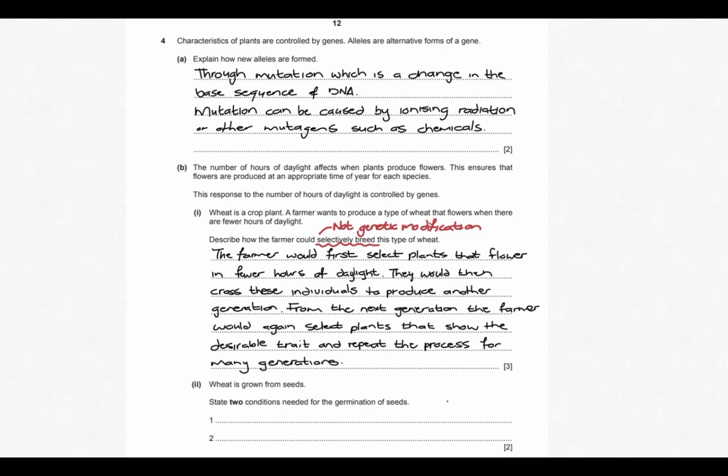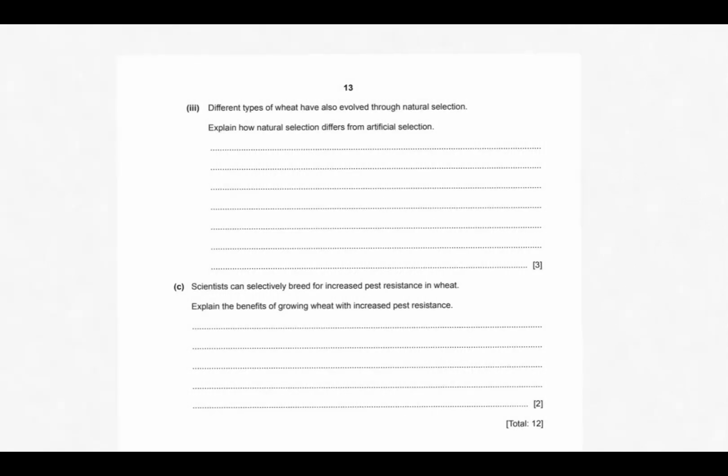The next question then states that wheat is grown from seeds. State two conditions needed for the germination of seeds. So for seeds to germinate, we need water as well as oxygen and a suitable temperature. Then on the next page, we have the third question.